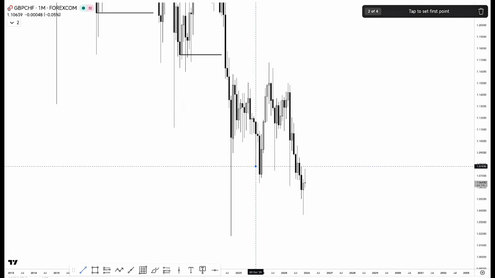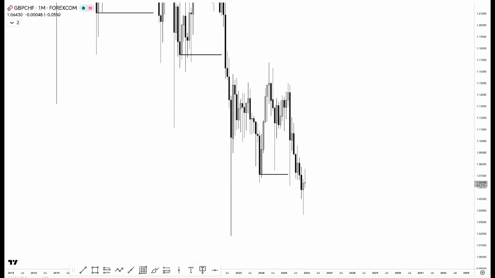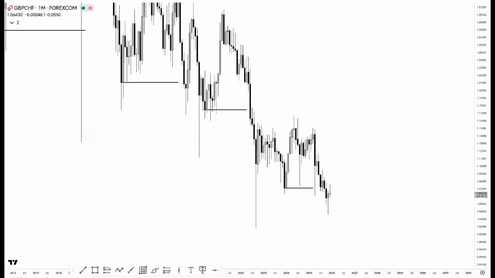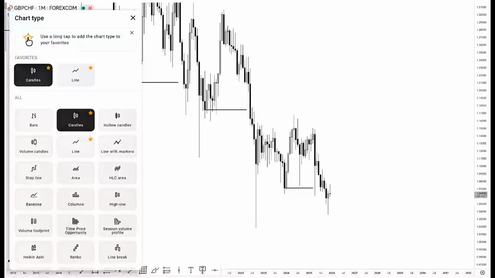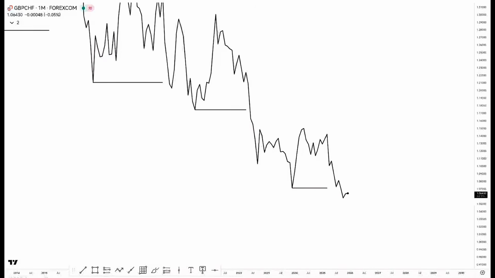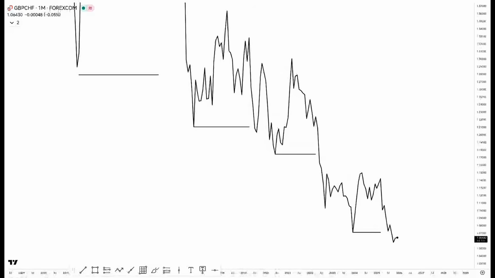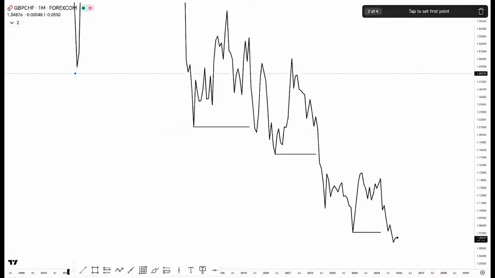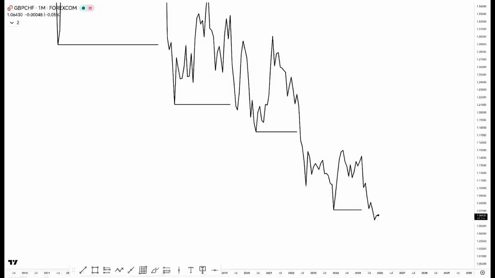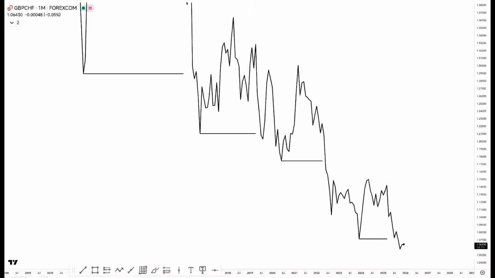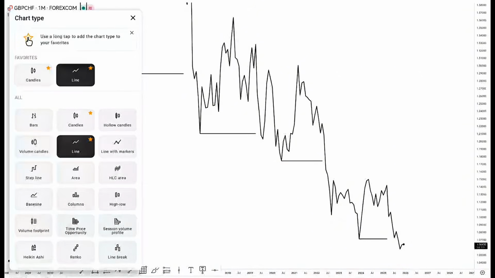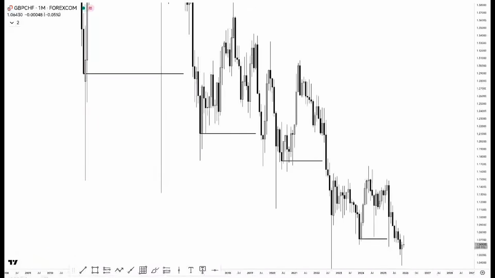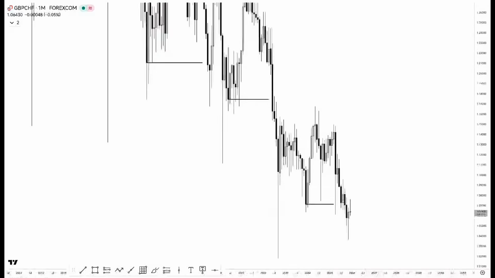And the last one that we had there is actually a major break of structure here. Why do I mark it from the body and not the wick? Because a body break is very valid compared to a wick break. So I use line charts like this to make sure I see my main break of structure clearly. This is supposed to be from the body and not the wick. Body breaks are very much stronger compared to wick breaks.